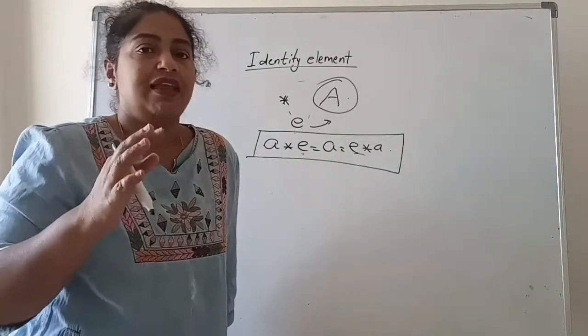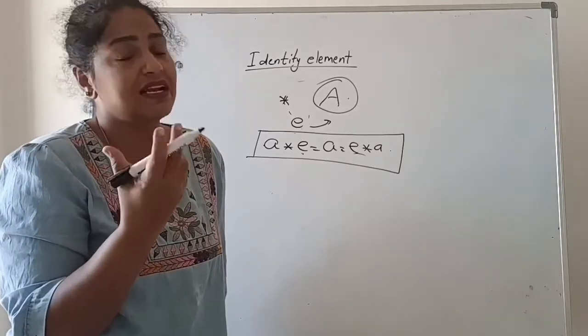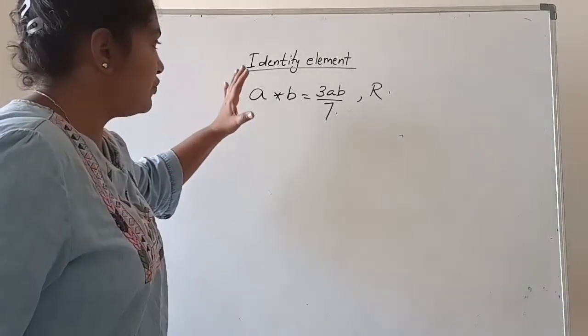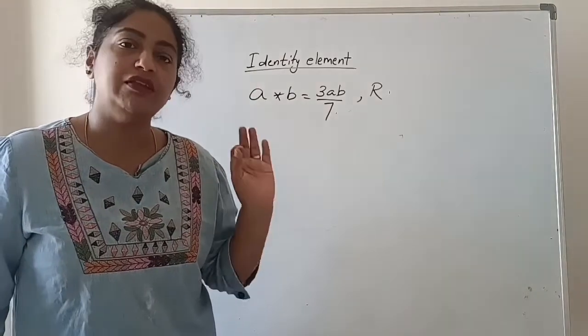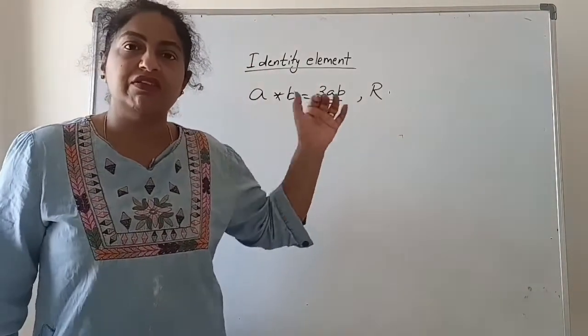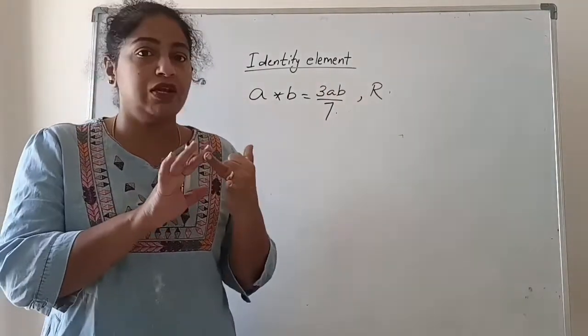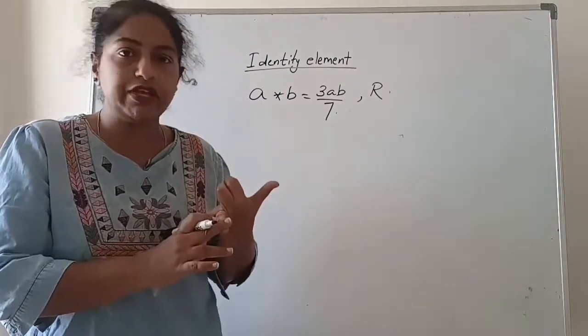Okay. Let us take an example to get a clear understanding of how to find an identity element and what exactly is an identity element. Now we have the first sum on binary operation in order to find the identity element if it is existing. A binary B is equal to 3AB by 7, which is defined on the set of real numbers. Okay, so I know that A and B belong to the set of real numbers, and the binary operation result is also defined on the set of real numbers.